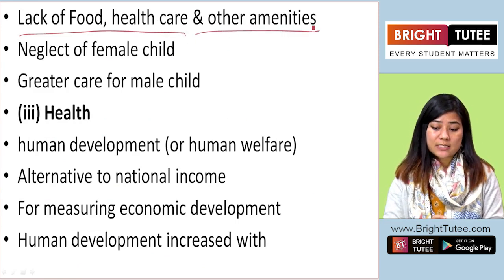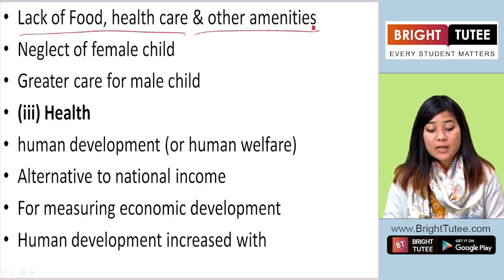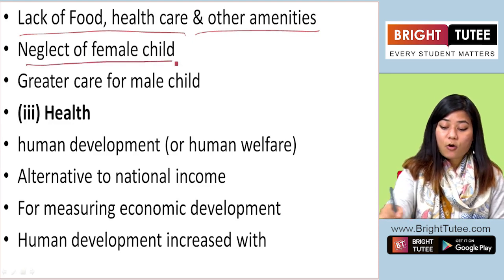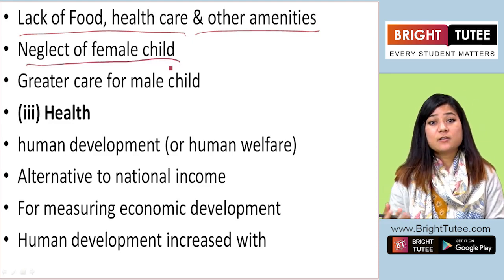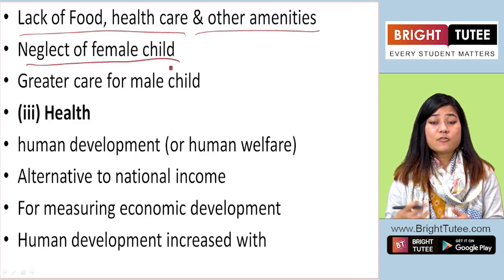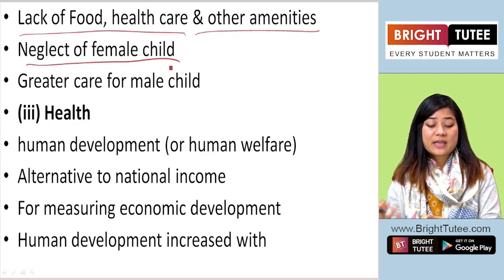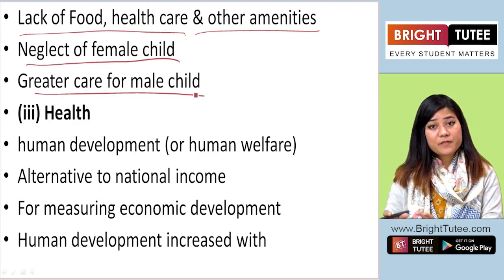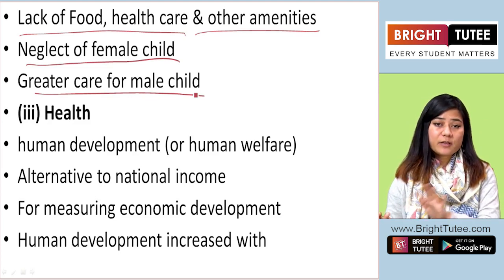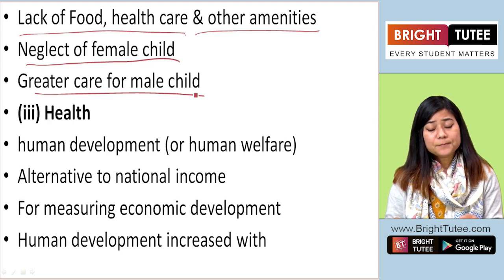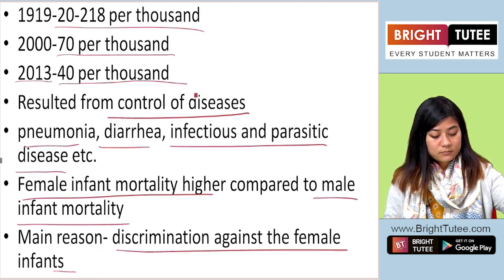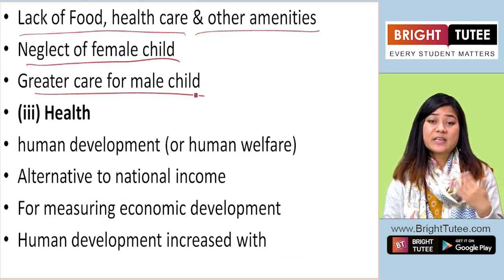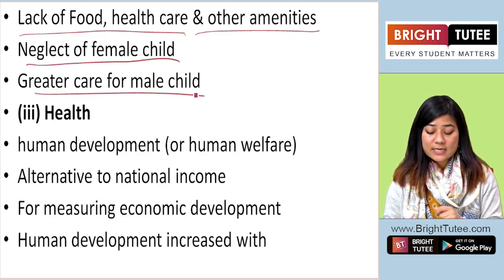and lack of other amenities like education. And another such reason is also neglect of the female child. Female children are often neglected. They are not as preferred as the male child. And greater care and support and love and preference is given to the male child. So because of these reasons, the female mortality rate has been higher than the male mortality rate.